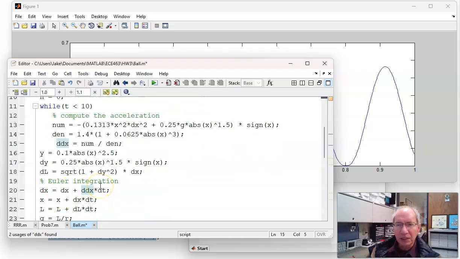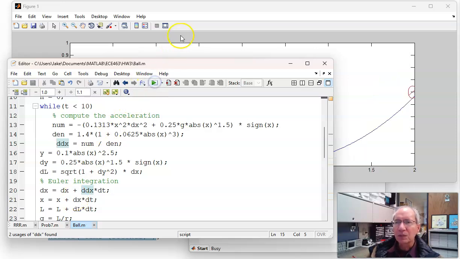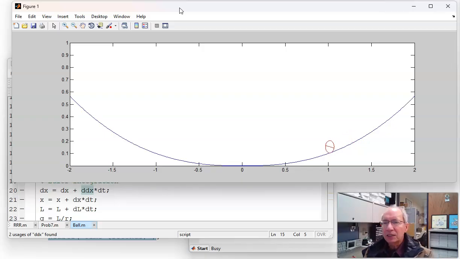Integrate once to get velocity, integrate twice to get position, calculate the y value, animate it, and here's what it looks like. That's a ball rolling in a bowl where the equation is y is the absolute value of x to the 2.5 power. And that is homework set number 3 for modern control.